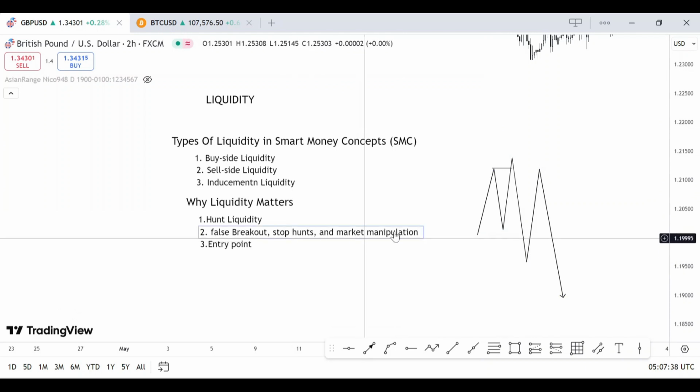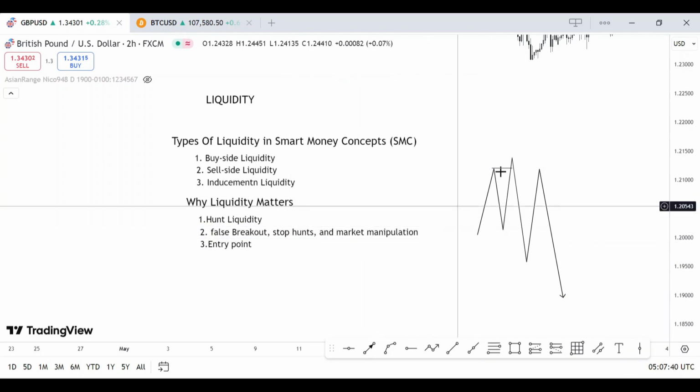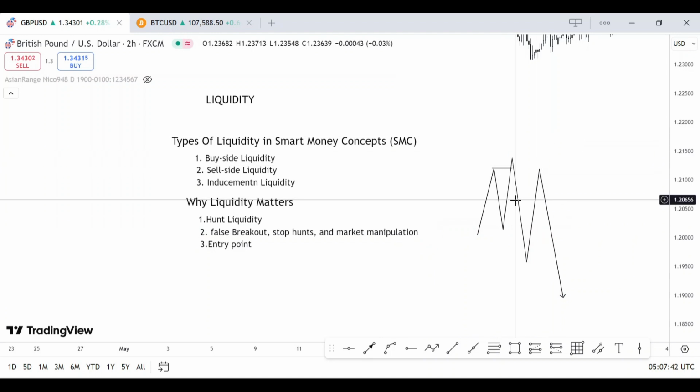Then stop hunt, market manipulation. You see, in a case whereby it just takes out your stop loss, then continues to the upside. That is not random. That is market manipulation.